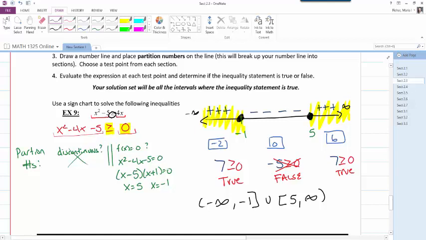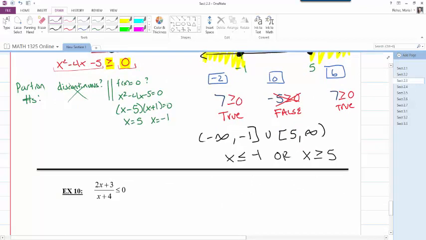Or we could also write this as my x's need to be less than or equal to -1, or my x's are going to be greater than or equal to 5. Either one of those answers is equivalent. Let's look at the next problem.